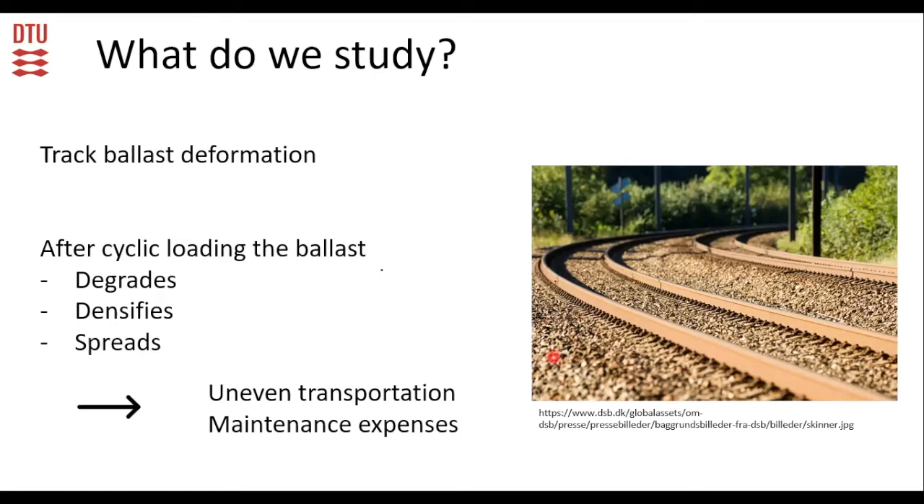So whenever a train passes, small deformations occur in the track ballast after heavy cyclic loading induced by the passing trains. And this makes the track ballast deform. And the ballast degrade in terms of stone breakage, densify, and spread. And after a period of time, a highly deformed track ballast results in uneven transportation in terms of undesirable vibrations. And to solve this, maintenance in terms of tamping is performed.